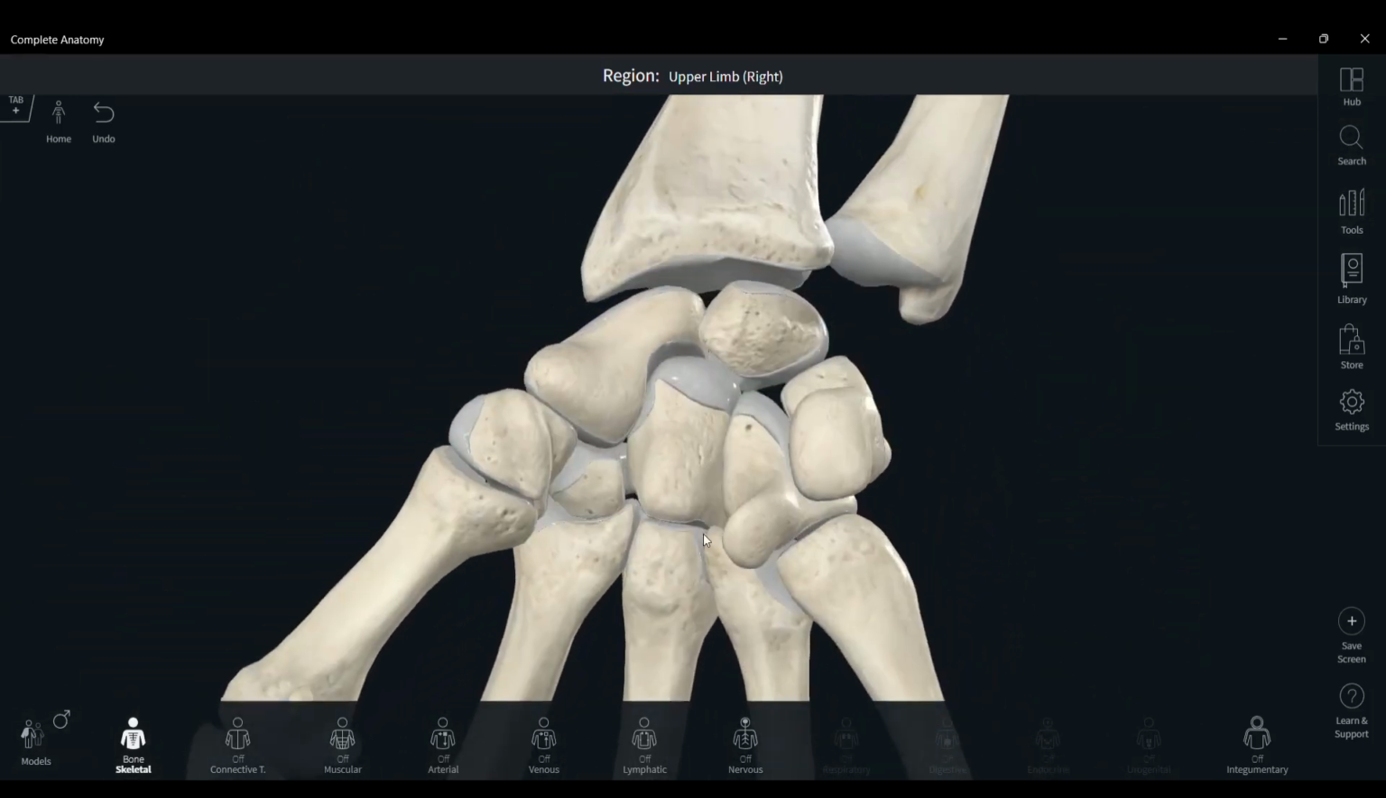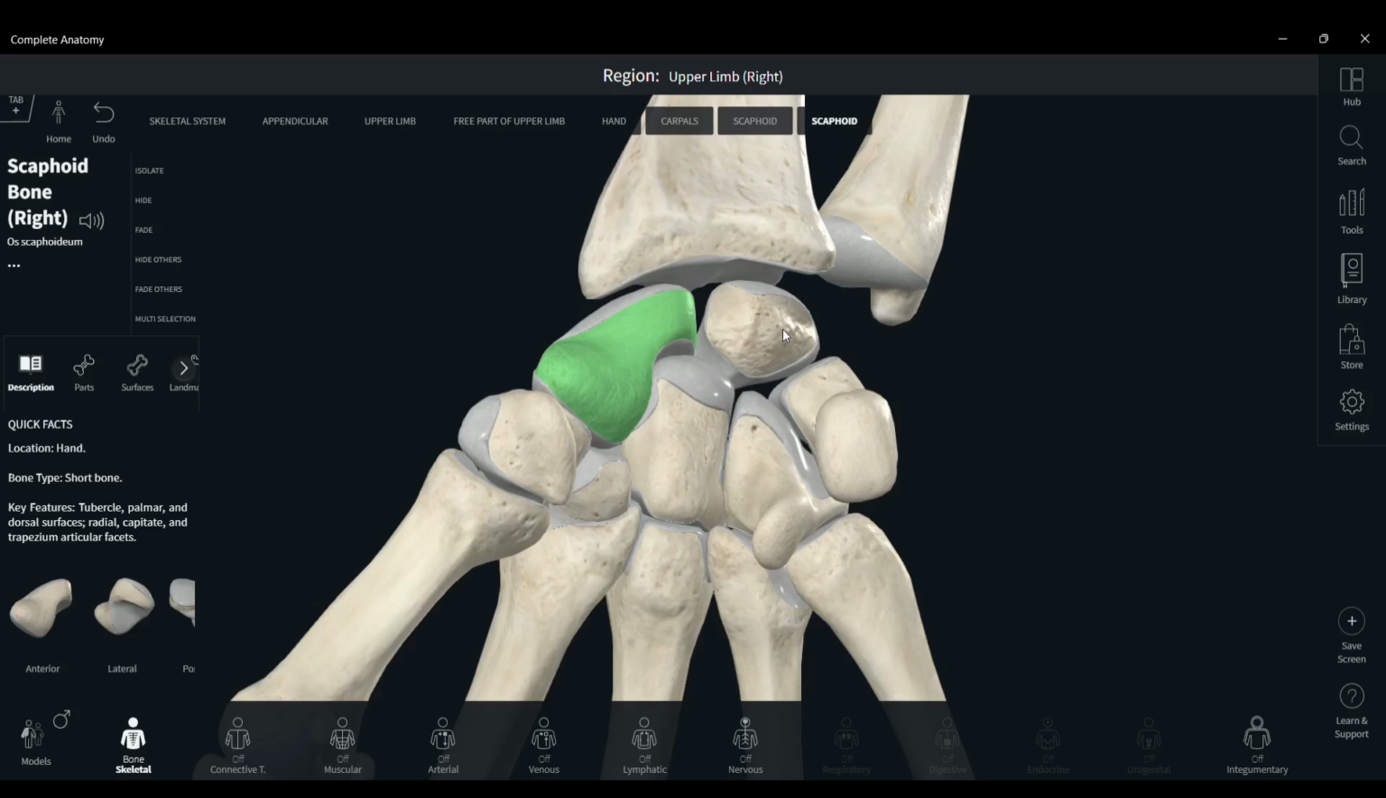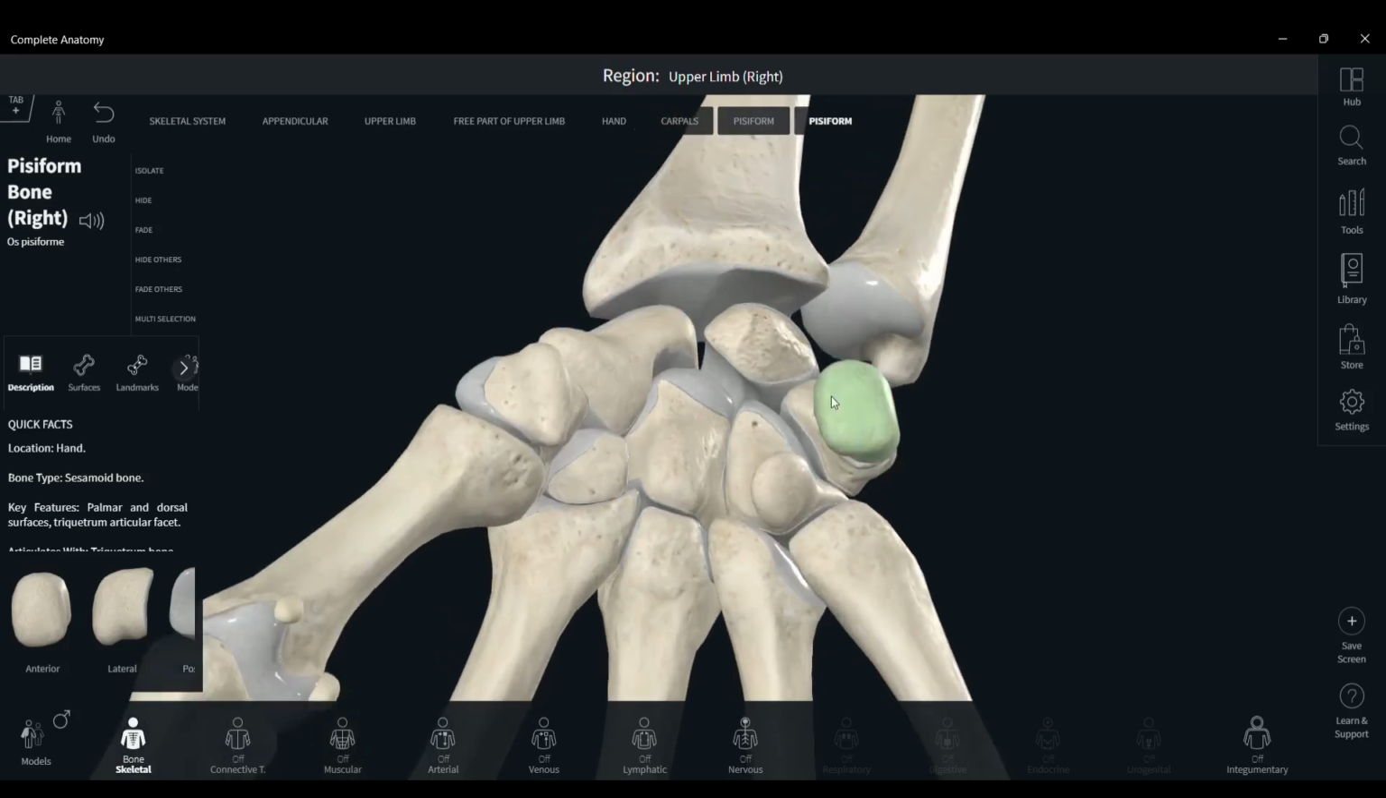In the proximal row, moving from the thumb side toward the little finger, we find the following bones: the os scaphoideum, the os lunatum, the os triquetrum, and finally the os pisiforme. It is important to note that the pisiform does not stand in line with the others but rather sits on the palmar surface of the triquetrum, like a small seated bone, and therefore behaves differently in movement.